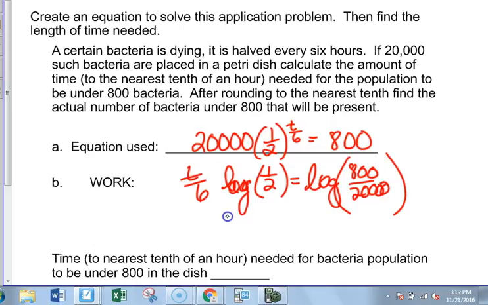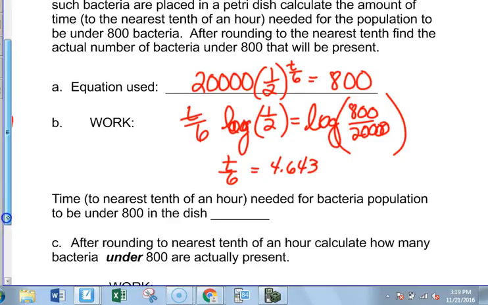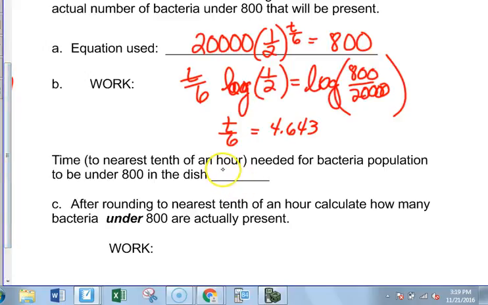I got 4.6 something. Did anybody else get that before they multiplied by 6? 27.86, which rounds up, right? So I think we'll be okay, and I think I made sure the one on the test isn't confusing, but it would round up to 27.9 hours. Was it hours? Yes.